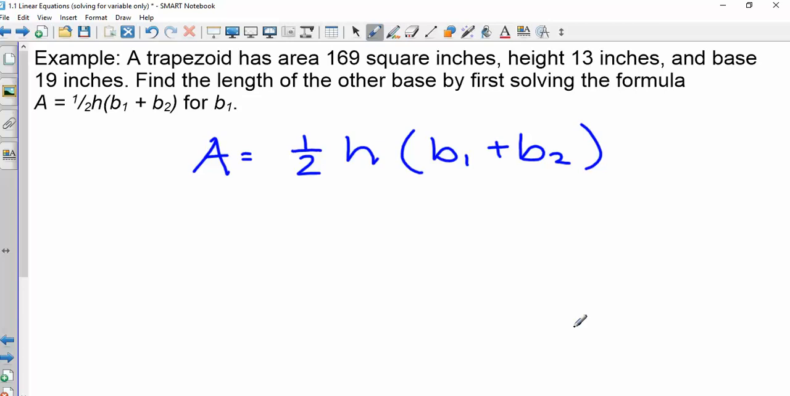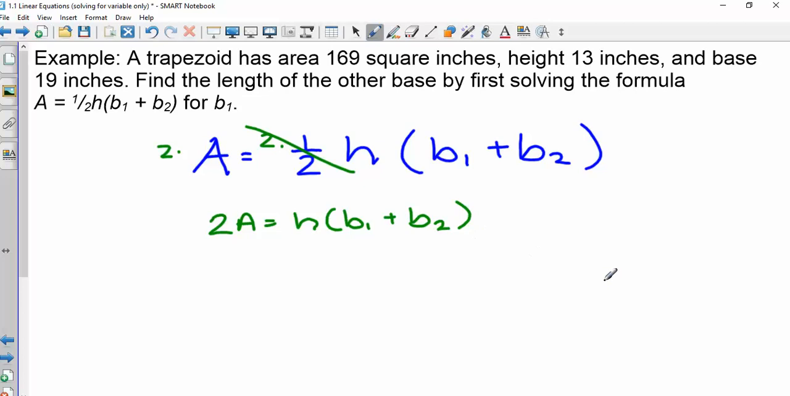Everybody seems to get panicky when they start seeing fractions. So we can divide by the 1/2 or just take both sides times 2, and that would cancel. So if I just multiply by 2 first, as long as you do it on both sides, that's a legal move. So you get 2a equals h times b sub 1 plus b sub 2.